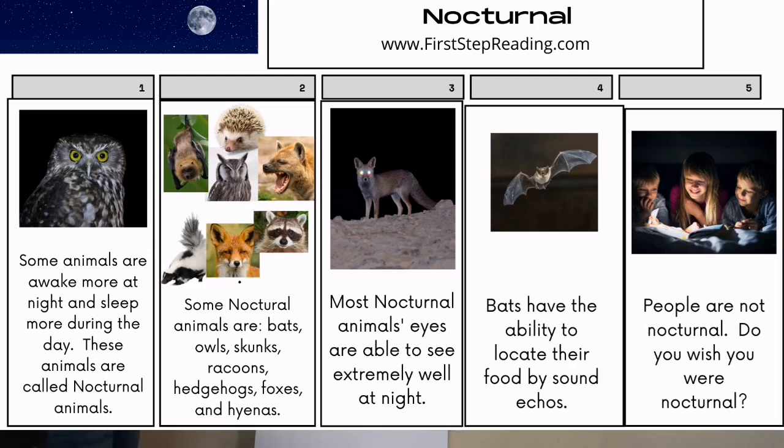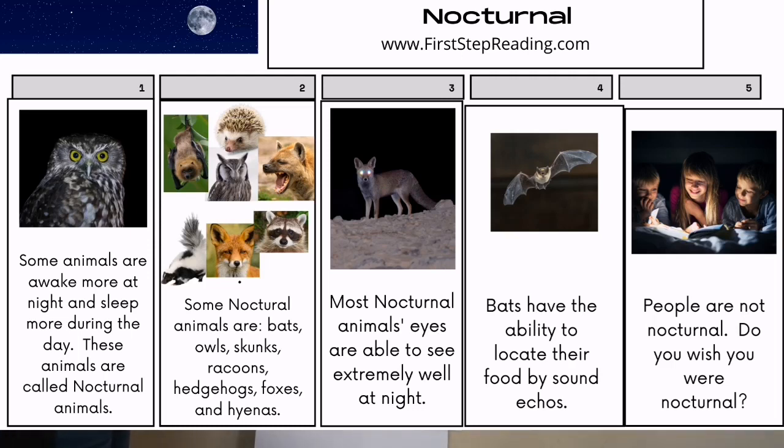Most nocturnal animals' eyes are able to see really well at nighttime. Our eyes aren't made to see really well at nighttime. Our eyes are made to see really well during the daytime. But nocturnal animals need to be able to see well at nighttime, so they have special eyes for that.